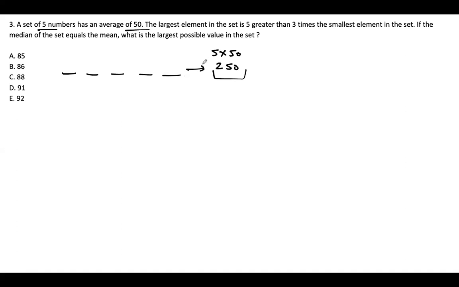The largest element in the set is 5 greater than 3 times the smallest element. Okay. So let's say the smallest number is S. So what will be the largest? The largest one will be, sir, 3S plus 5. 3S plus 5. Very good. Read.